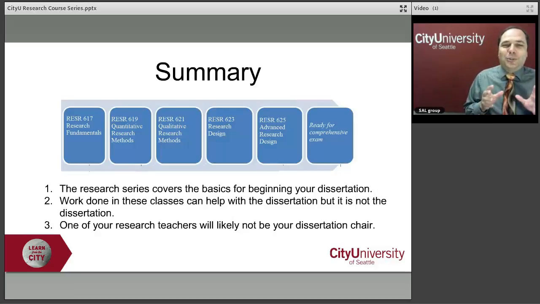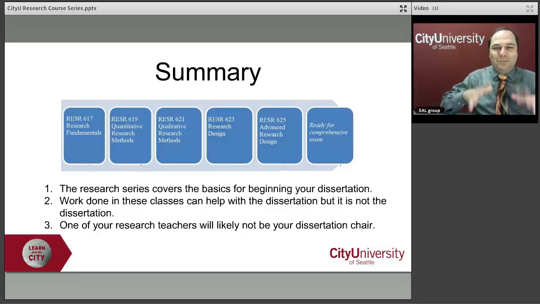The teachers who work in these classes, one of these might be your dissertation chair, but more likely they will not be. So again, they may think it's fine, and it may be in fact fine for the course, but that doesn't mean it's great for the dissertation. So again, just please keep that in mind as you move forward. The work you do in these courses will help, but they are not the dissertation courses.